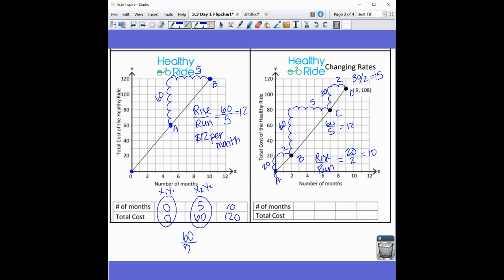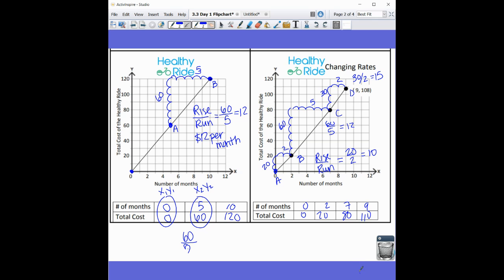Could do the same thing down here. First coordinate point is 0, 0. Then I had this point of 2, 20. Then I had 7, 80, and 9, 110. And if we went through and subtracted out, we would have gotten the same thing. 20 minus 0 over 2 minus 0 simplifies out to what we just did here.